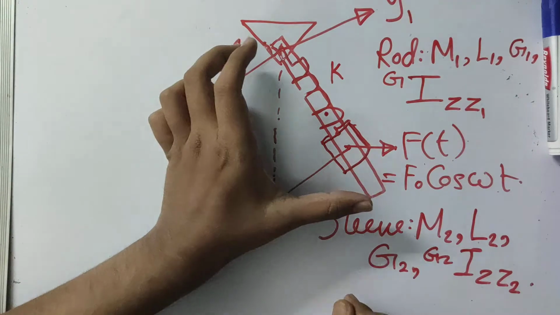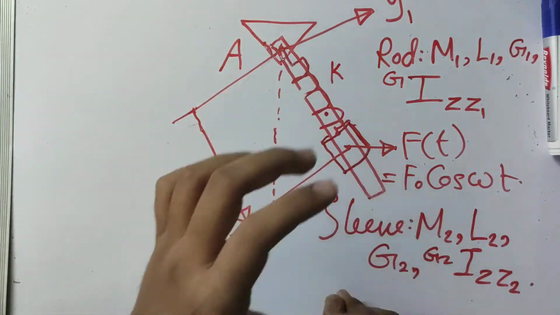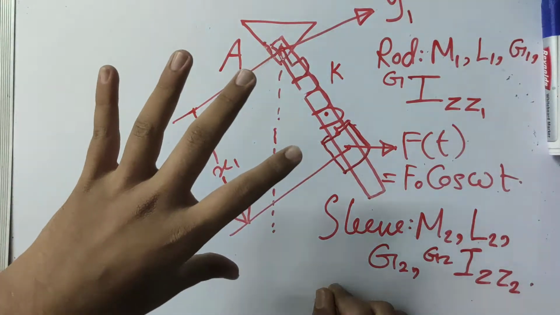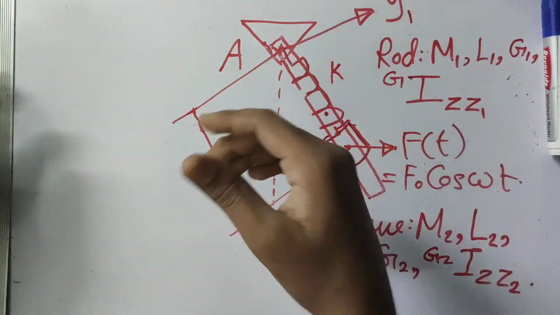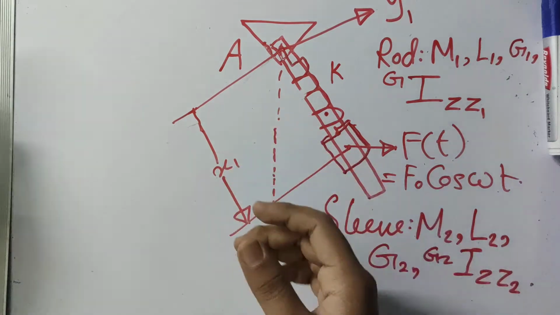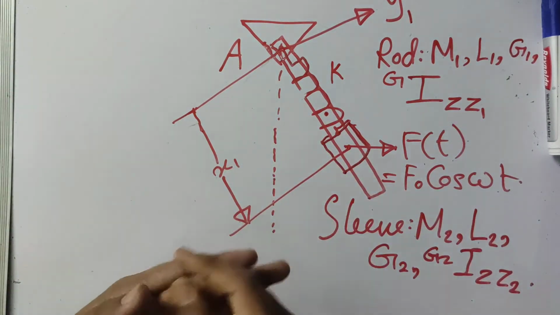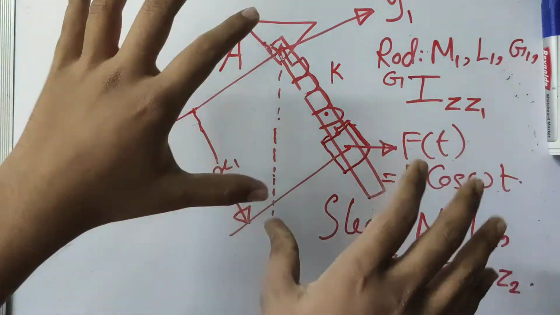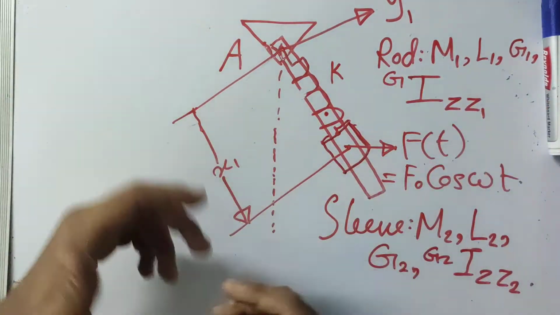So basically each rigid body, the rod and the sleeve, will have only 3 degrees of freedom. We have restricted rotation along the xy axis, and translation or some deflection along the z-axis is restricted. So that makes each rigid body have 3 degrees of freedom. That makes for this problem, this system has 6 degrees of freedom.